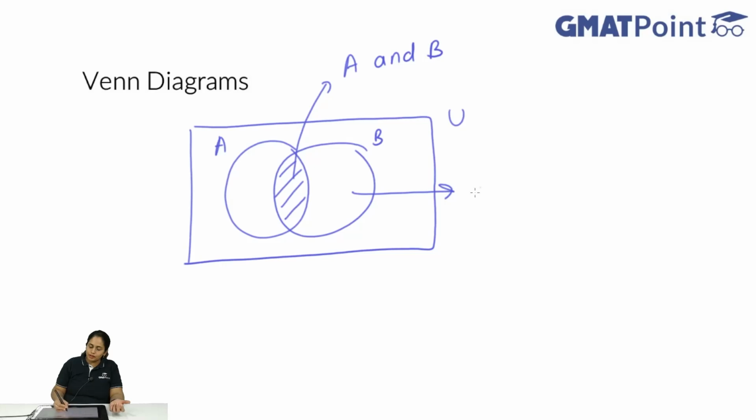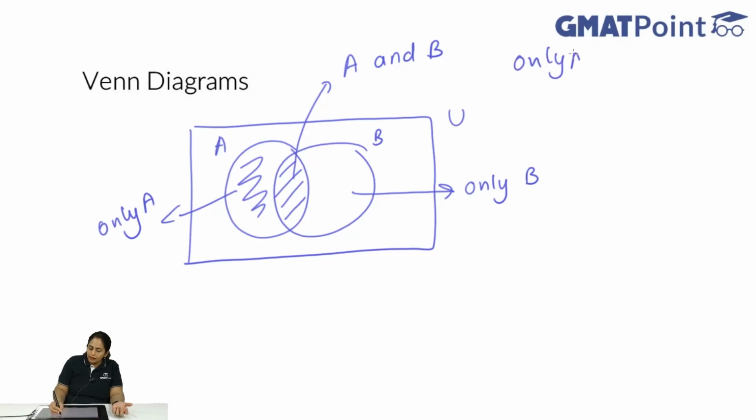This particular part shows you the elements that are part of only B, and this part over here is the visual representation of the number of elements that are part of only A. Now if you take a summation of only A plus A and B plus only B, what do you get? You get the union of two sets. So this is equal to A union B.